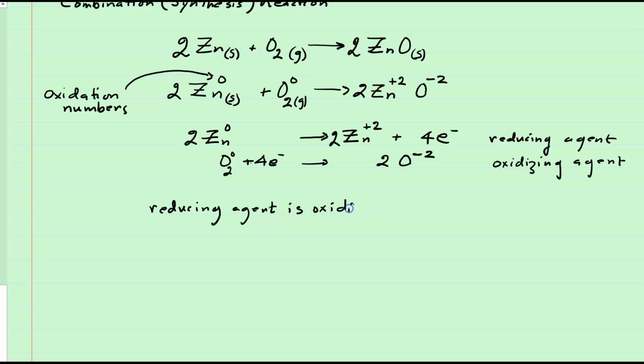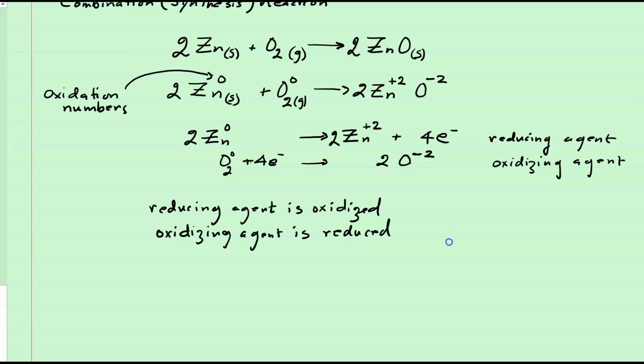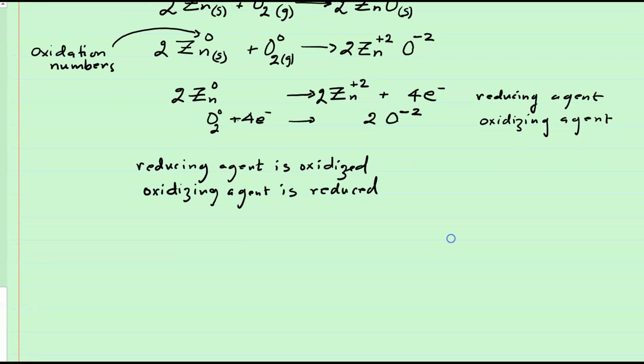In other words, it loses electrons. And the oxidizing agent is reduced. In other words, it gains electrons. So here we have a combination reaction and a transfer of electrons.